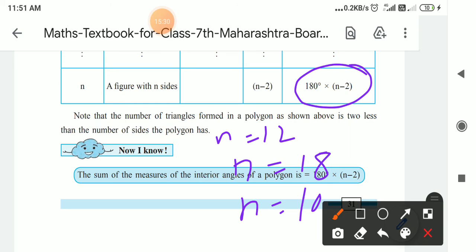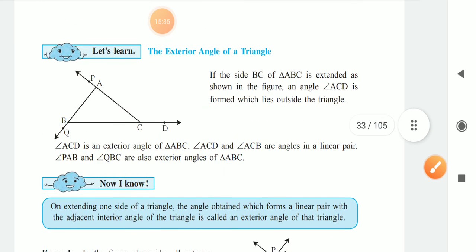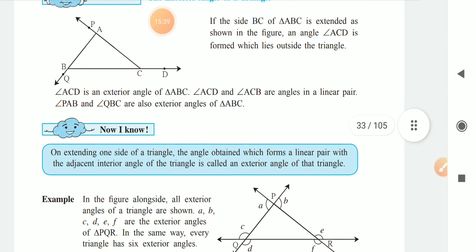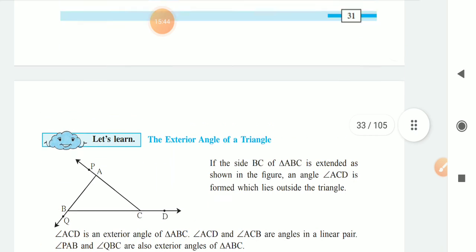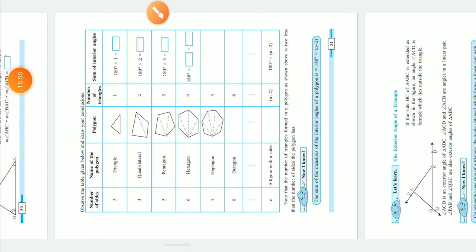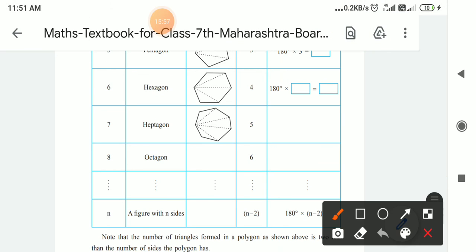Understand? So today we'll stop here only. Okay, thank you and have a good day. The next part of the lesson, the property of exterior angles, we will see in our next lecture. So just complete this table. For tomorrow's lecture, today's lecture is important. If you understand the interior angle, then only can you understand the exterior angle. So today we will conclude here. Okay, thank you.